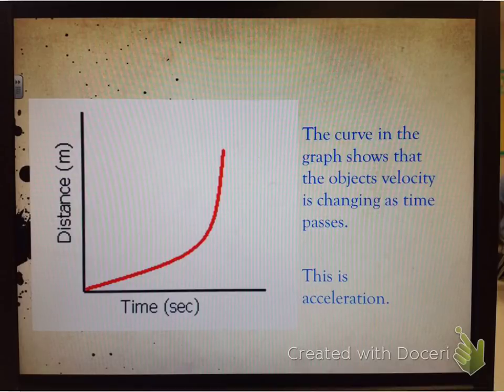This graph has a curve, so it looks a little different. That curve just shows that the object's velocity is changing, and it represents acceleration. So as the time goes on, it's going, it's going, it's going, and then it shoots up. Okay, so that shows acceleration. The object accelerated. It went, and then it continued on, so the velocity was changing.